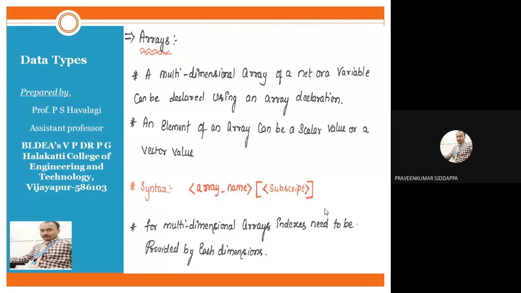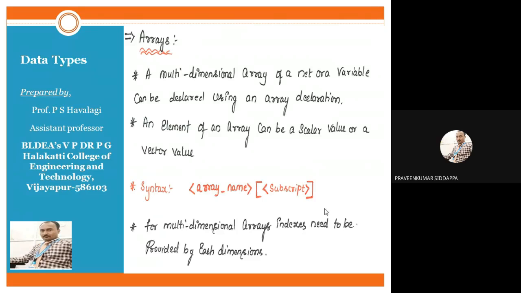When we have to use an array declaration in your code, the array is divided into two types: one-dimensional array and multi-dimensional array. A multi-dimensional array of a net or a variable can be declared using an array declaration. An element of an array can be a scalar value or a vector value. The array should be declared using the below syntax.